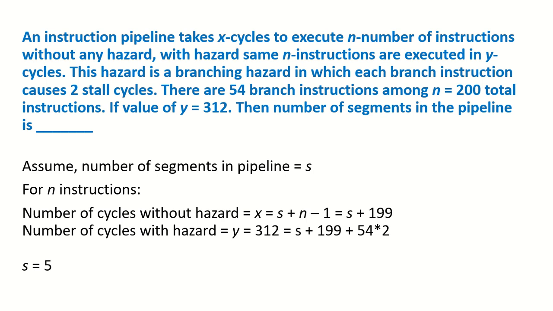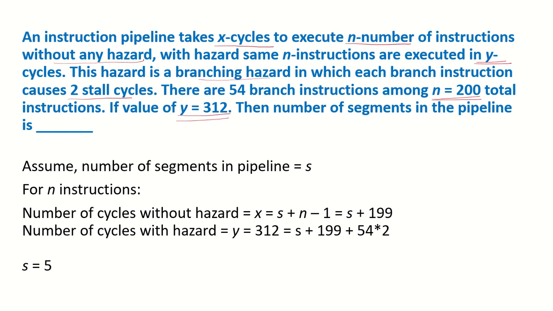An instruction pipeline takes X cycles to execute n number of instructions without any hazard. And with hazard, the same n instructions are executed in Y clock cycles. This hazard is a branching hazard in which each branch instruction causes 2 stall cycles. There are 54 branch instructions among n, which is 200 total instructions, and the value of Y is 312.